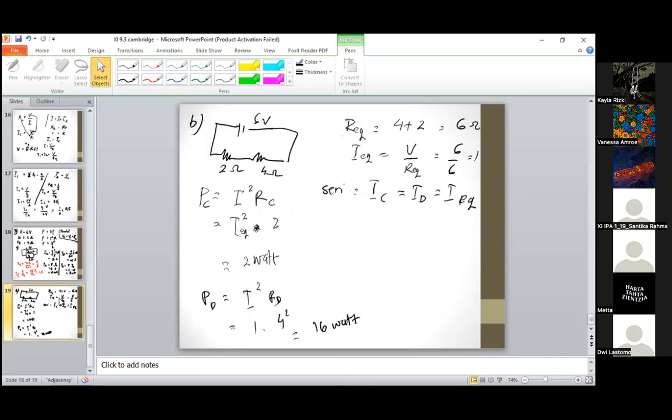Okay, so which is the smallest one? This is, yeah, the C. The smallest, yeah. The small.